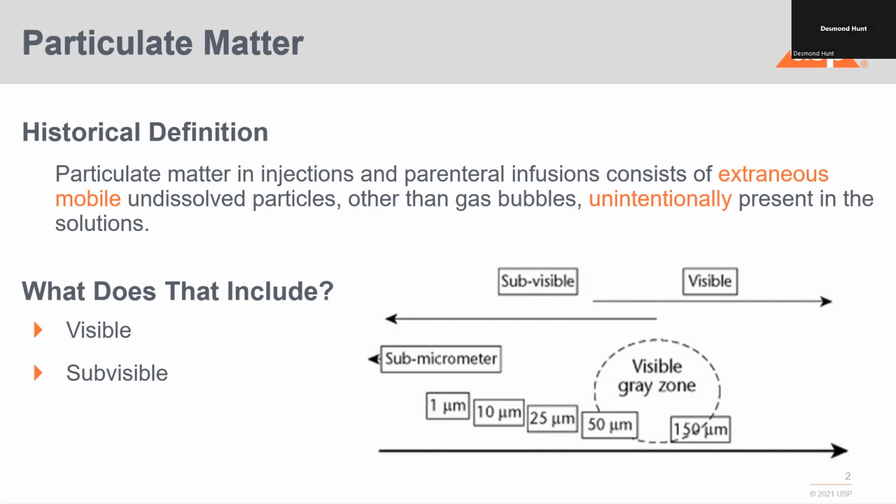When we think about visible particles, this is around 100 microns and larger. And I'll say this right now, there's a lot of debate around where the visible range starts and where it actually ends. But for compendial purposes, we say you can visually see a particle at around 100 microns. When we think about subvisible particles, it's going to be those particles that are 50 microns and less.